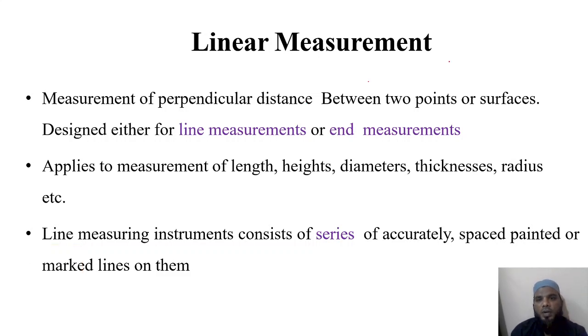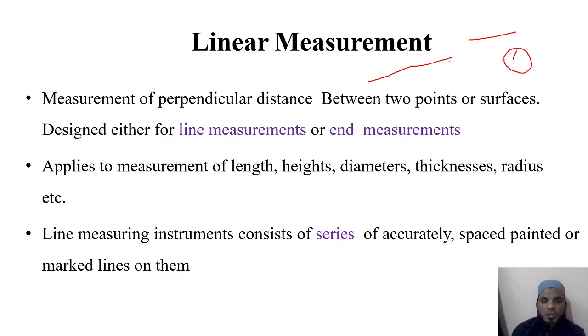So I'm having one point here, and one point here. I'm going to measure this by using a perpendicular between these two parallel lines which are passing through these points. Or if you have a start point and an end point, between the two end points we are going to measure the distance. It applies to measuring length, height, diameter, thickness, even radius. How are we going to calculate the radius? If you have a center and the distance to any point, then you are able to find the radius.